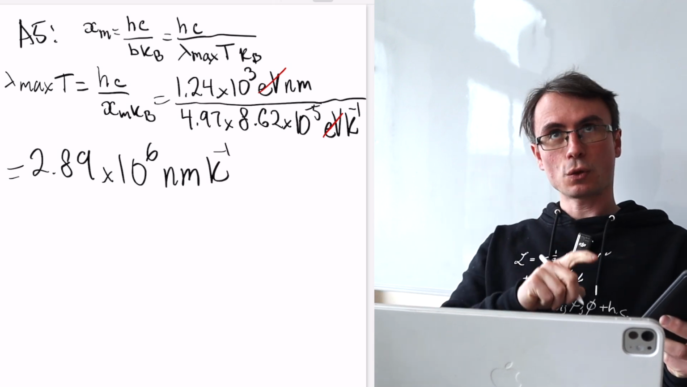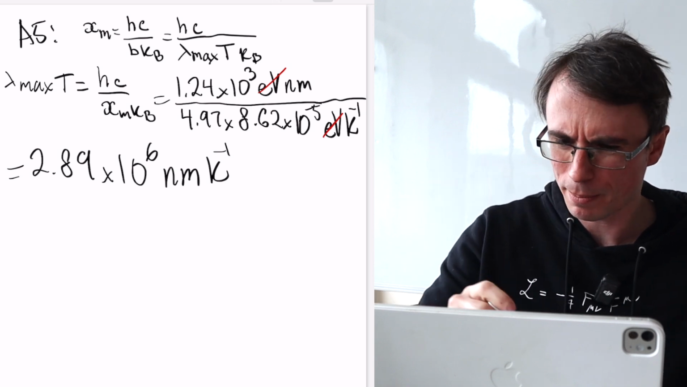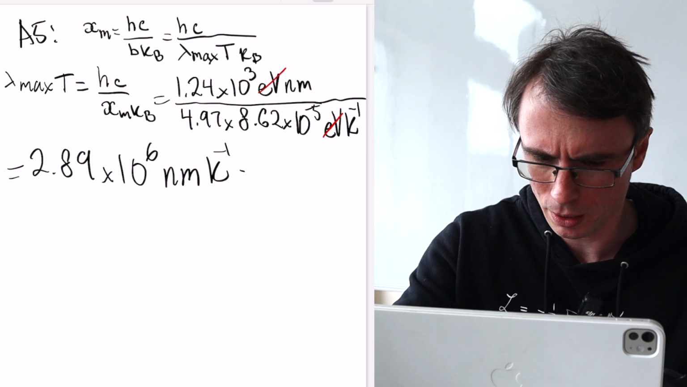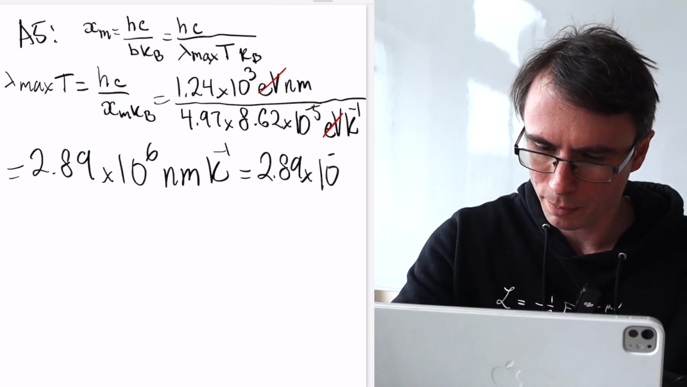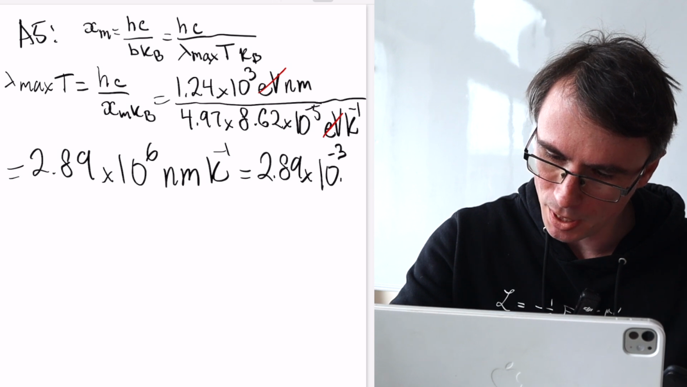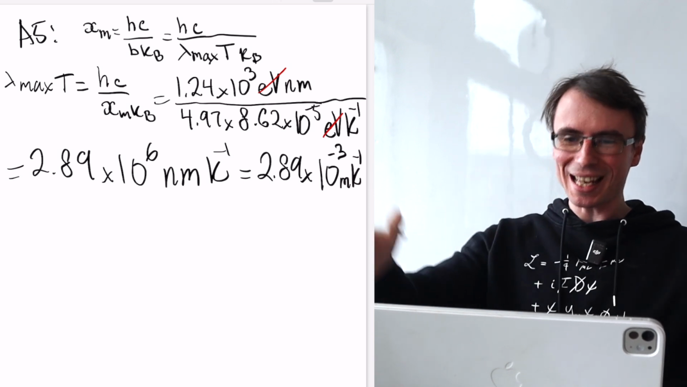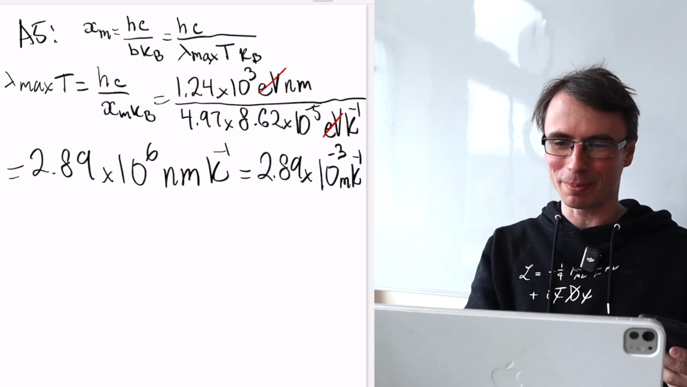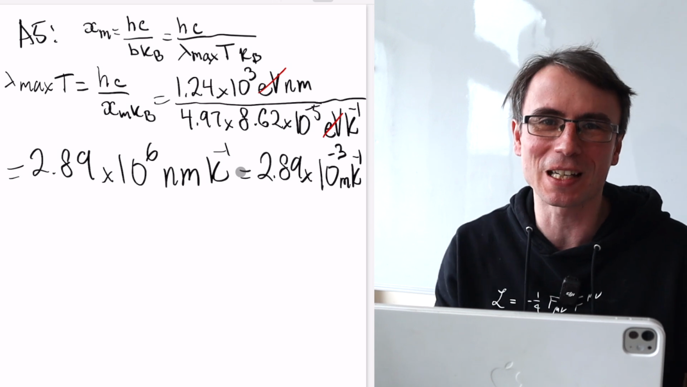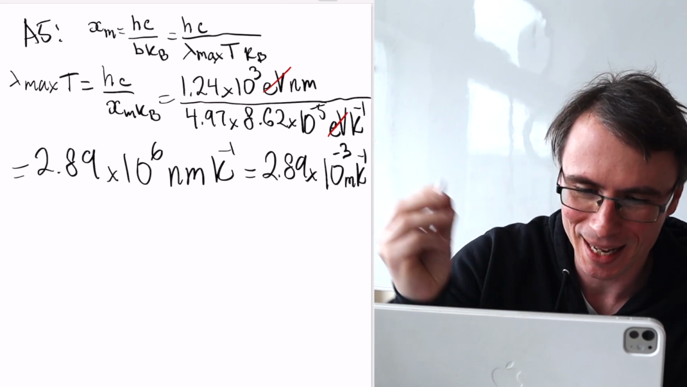Let's convert this to meters, so this will be times 10 to the power of -9, which is going to give me 2.89 times 10 to the power of -3 m K to the -1. And we have successfully derived Wien's constant, which I've been teaching for ages, but it's always really nice to see where it comes from. Okay, now to actually calculate lambda max.